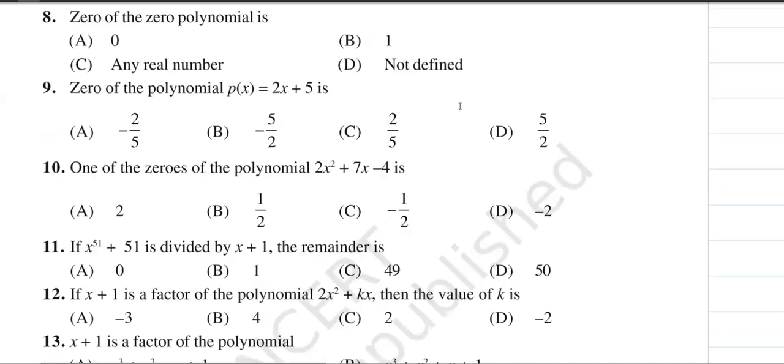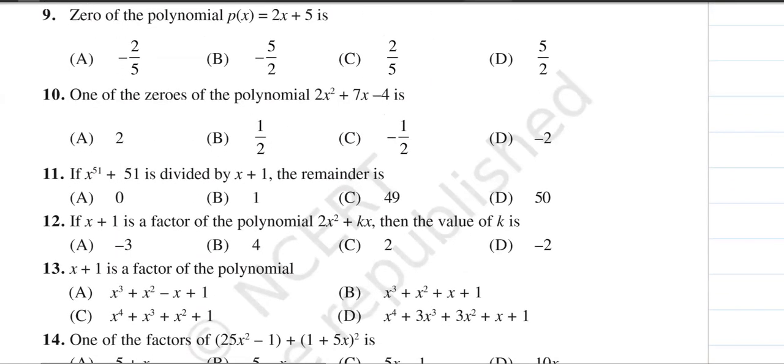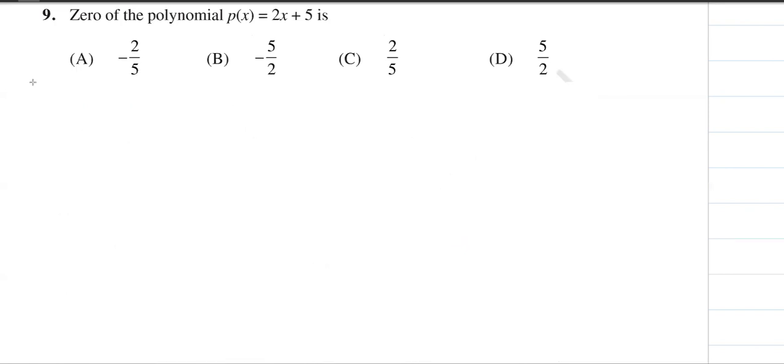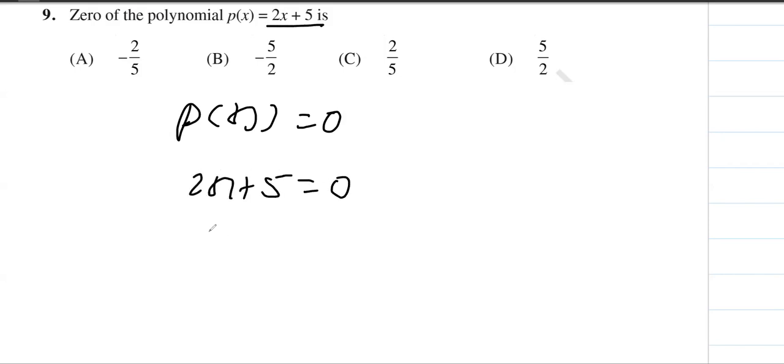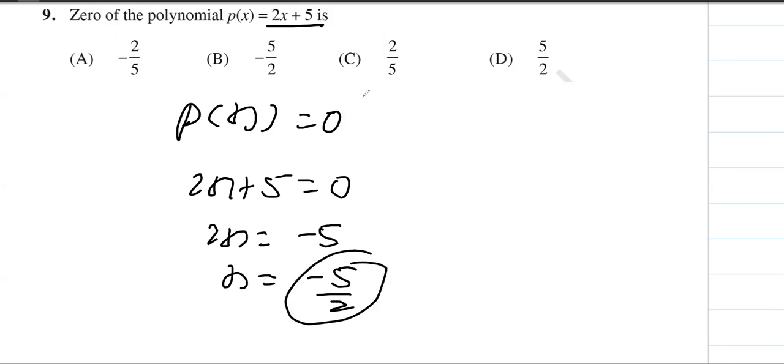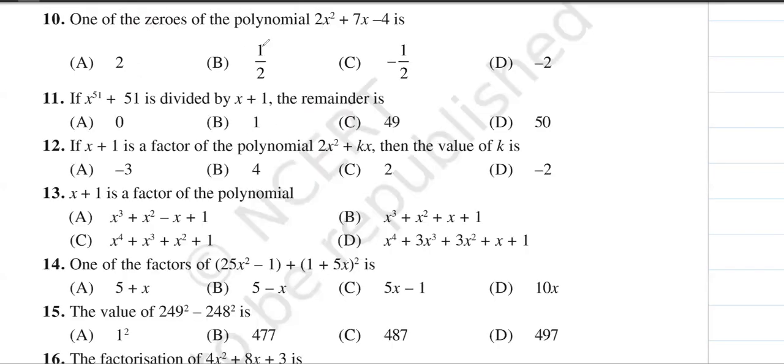Now, coming to the next question, that is question number 9. We are on question number 9, and over here, we have to find the zero of this polynomial. So finding the zero of a polynomial is the same as equating this polynomial with zero. That means we can write 2x plus 5 is equal to 0. Now you can isolate x. First I'm transposing 5 to the other side and then 2 on the other side. So this is -5 over 2. So that is the correct answer for question number 9.